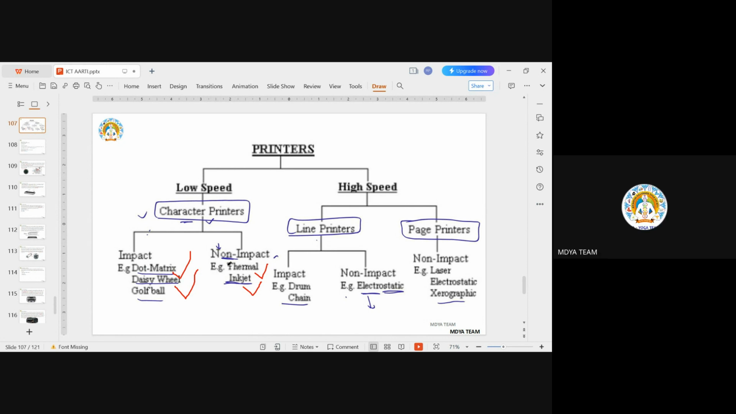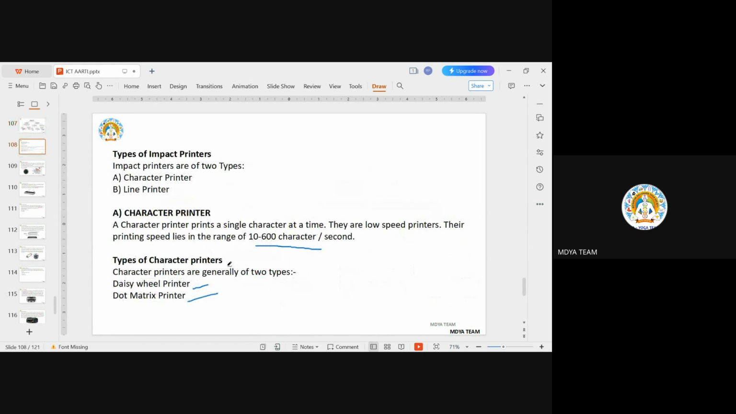Ma'am, can you explain the basic difference again? What is impact and non-impact? One second, that's why I want to tell you now, at last, so we can understand.